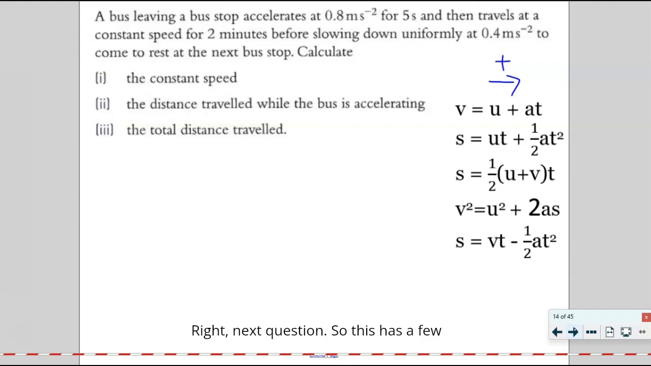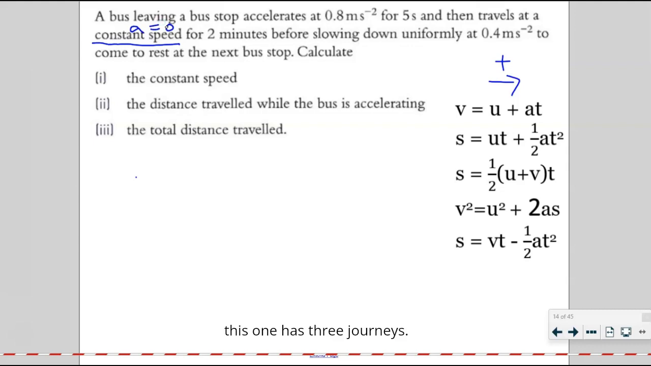Right, next question. So this has a few parts, so you can pause it and have a read. Right, now some keywords in the question. So constant speed means acceleration is 0. Because acceleration means your speed is increasing. But because your speed is constant, that means your acceleration is 0. You are not speeding up. You're staying the same.